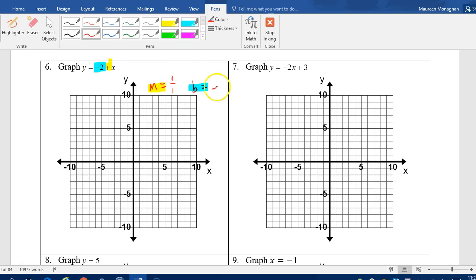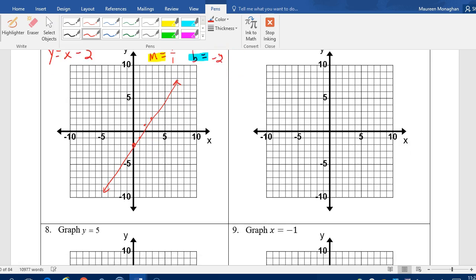Nice try. We're not falling for it. So it's a -2, up 1/1, up 1/1. Be aware that it has to be in the correct order. So if we were to rewrite it in the right order, it would look like this. Okay, number 7 is on your own.